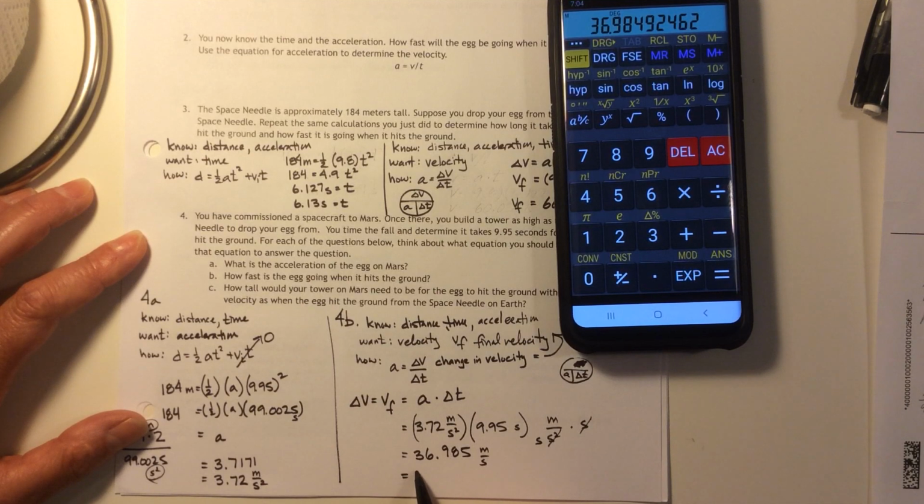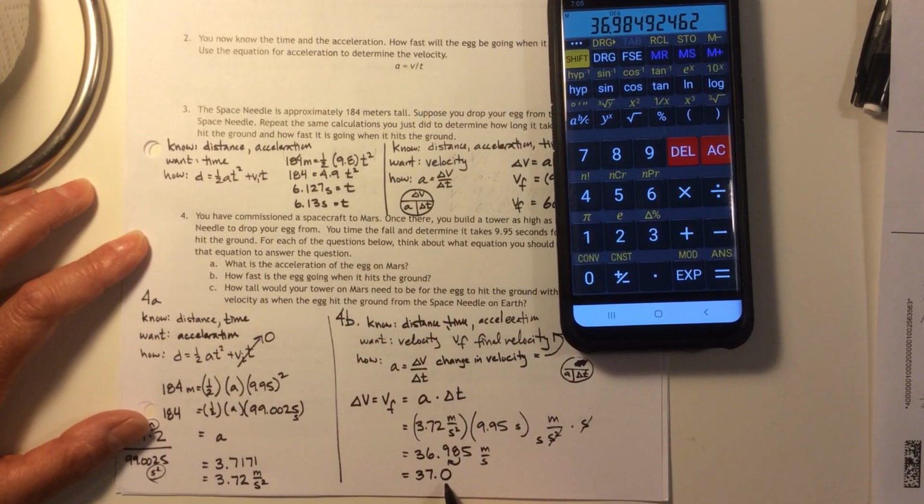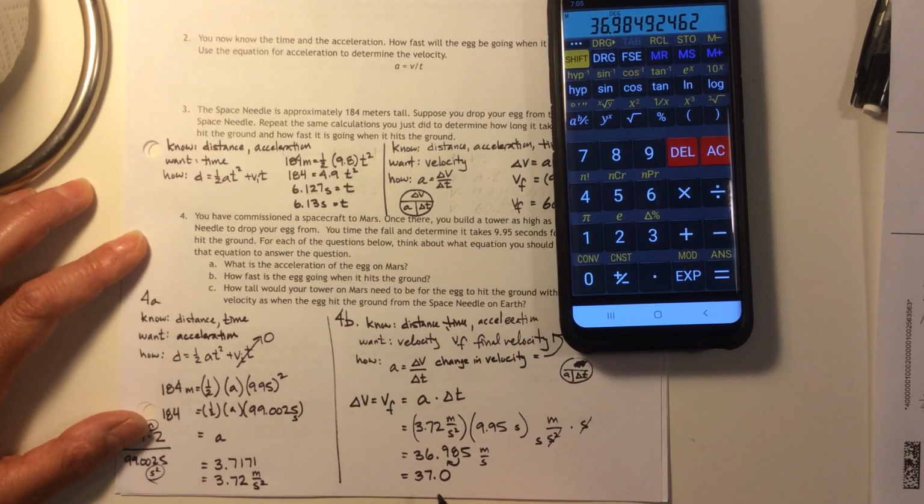Watch how tricky this is going to be. 36.9, so I should round it up, but it's already at 9, which means I'm going to round it. Okay, so this actually becomes 37.0. And this 0 lets me know that I measured it to this place. Like, it's not just 37. It's 37 and no tenths. Like, it's really close to 37 meters per second.